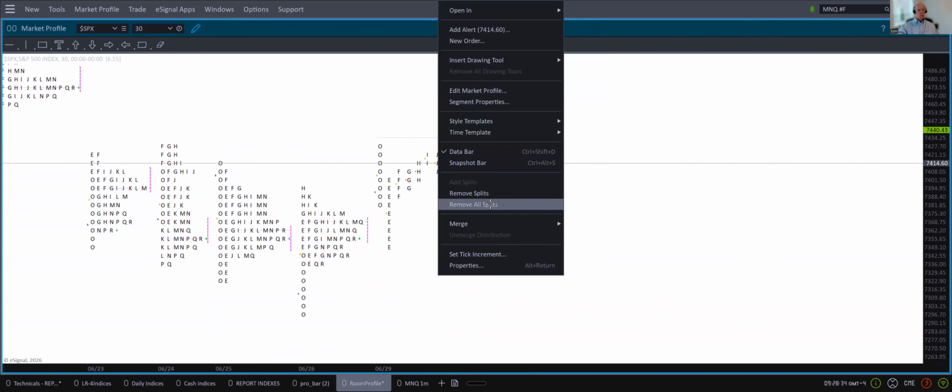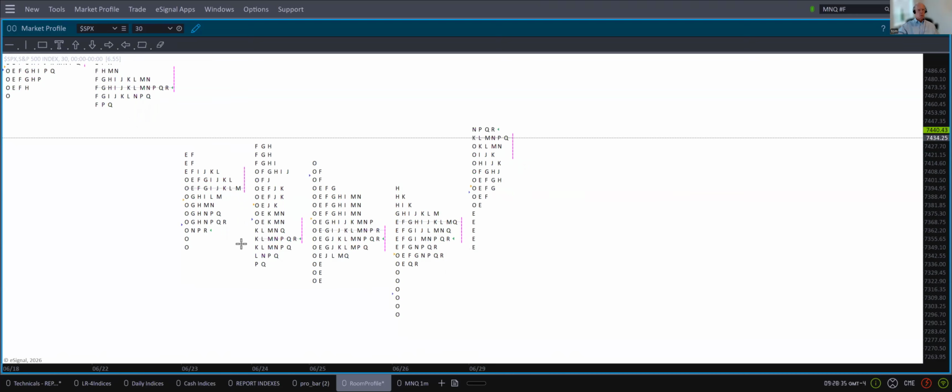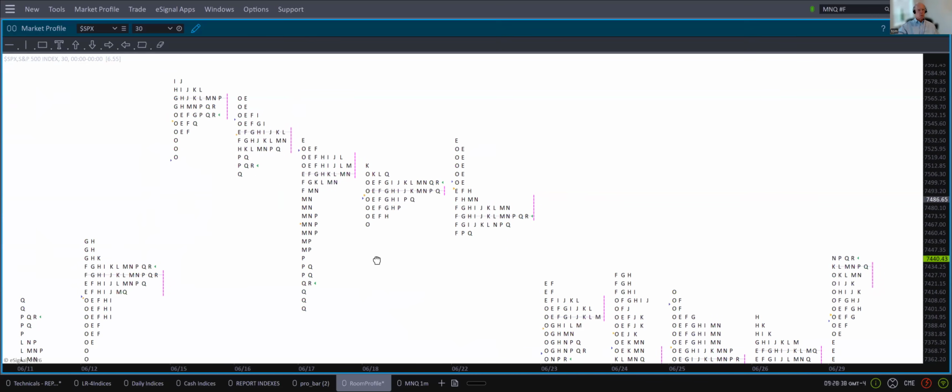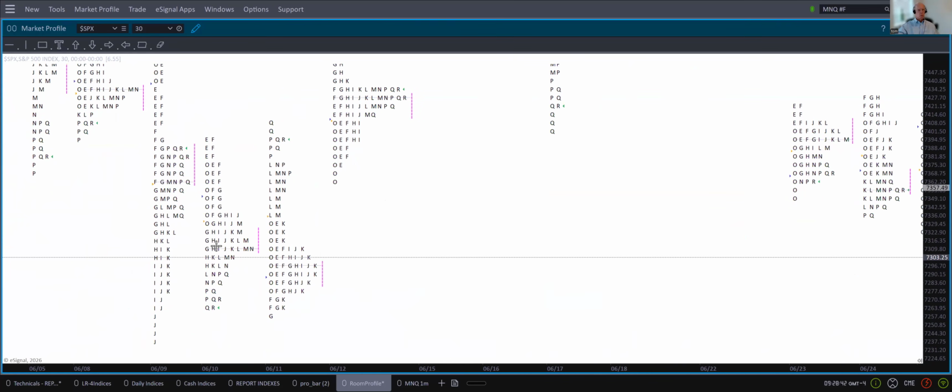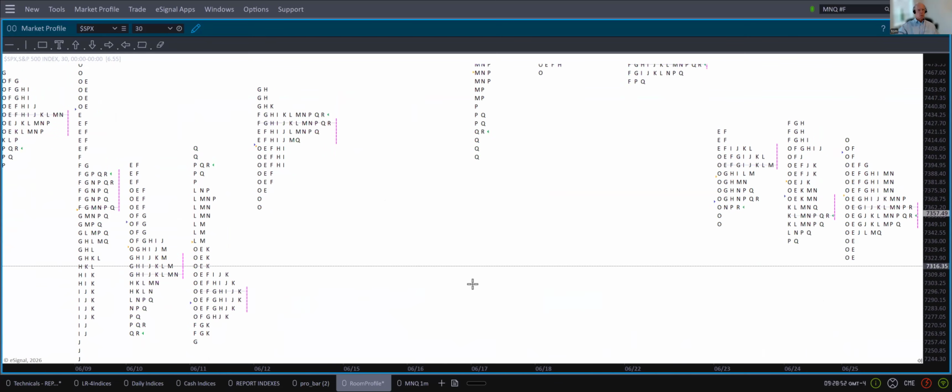But I want you to look as I scroll through here, and there's certain characteristics that all of these profiles have. And what you see is the market is heavily rotational, especially intraday, heavily rotational. And that can be your best friend.